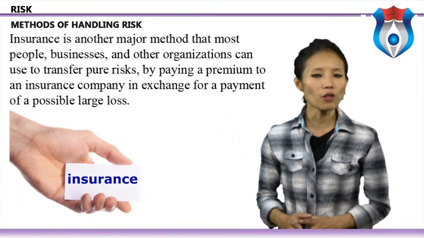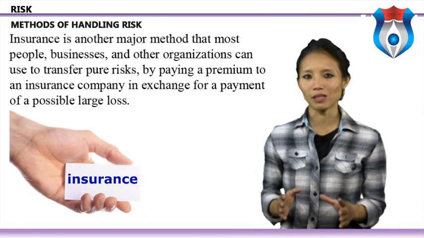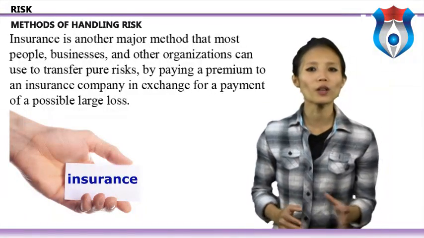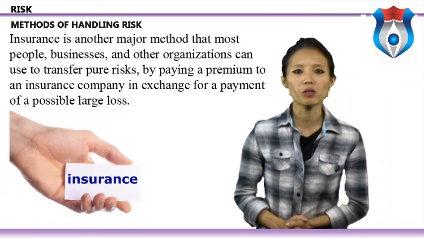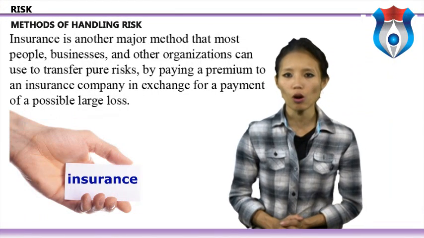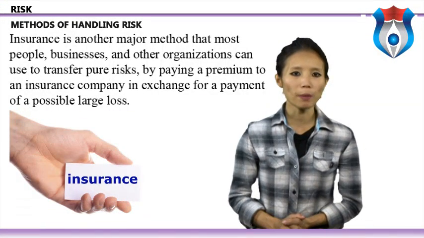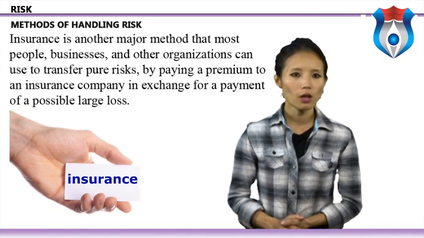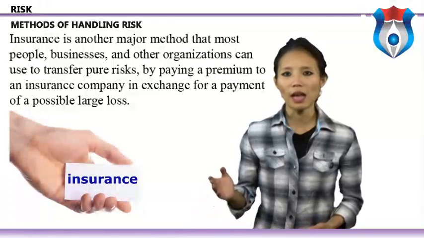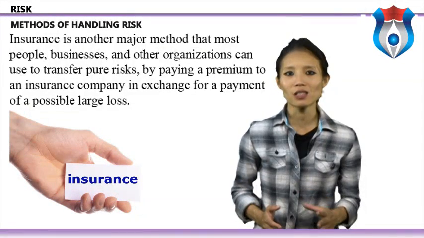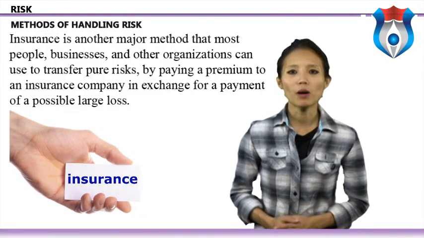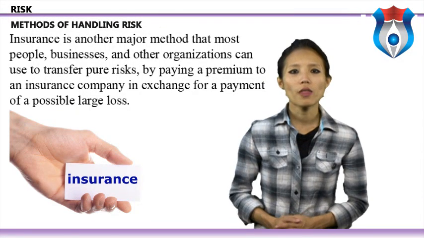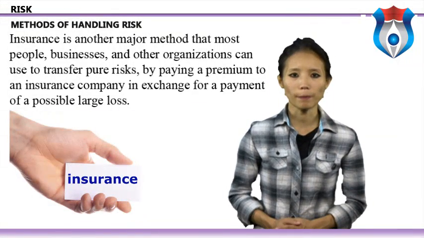Insurance is another major method that most people, businesses, and other organizations can use to transfer pure risk by paying a premium to an insurance company in exchange for a payment of a possible large loss. By using the law of large numbers, an insurance company can estimate fairly reliably the amount of loss for a given number of customers within a specific time.